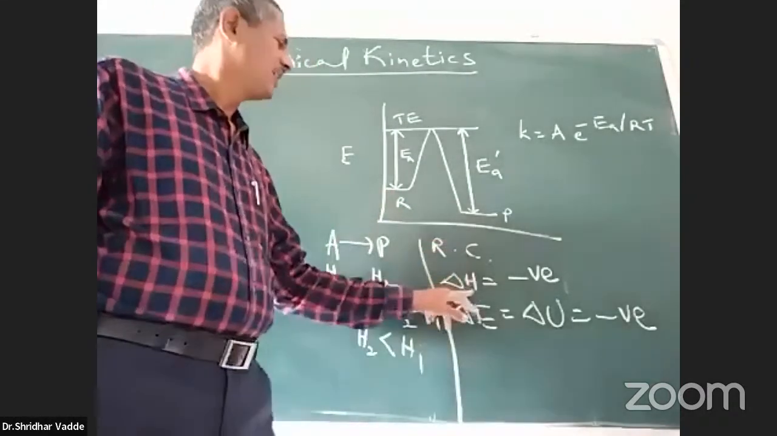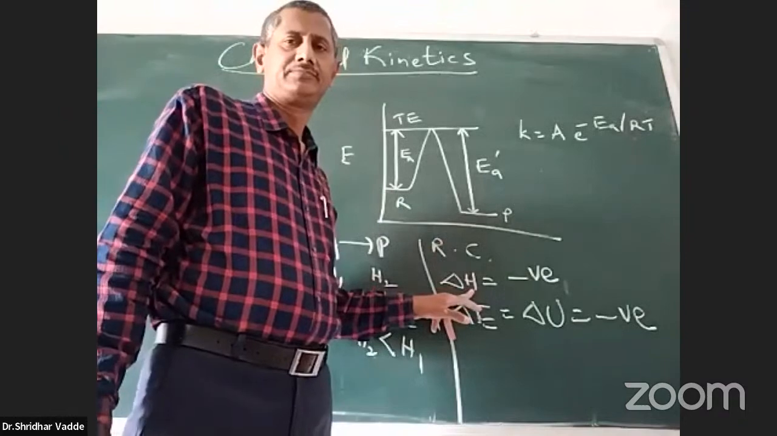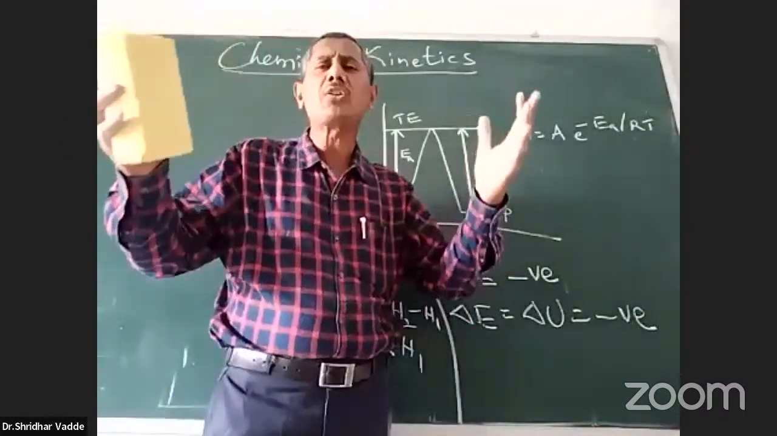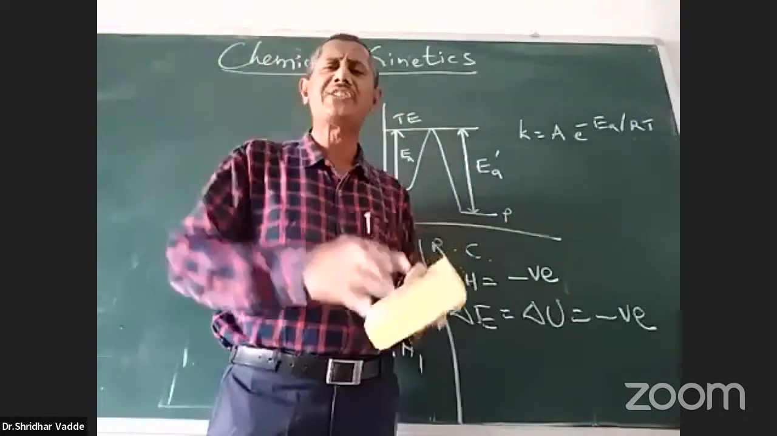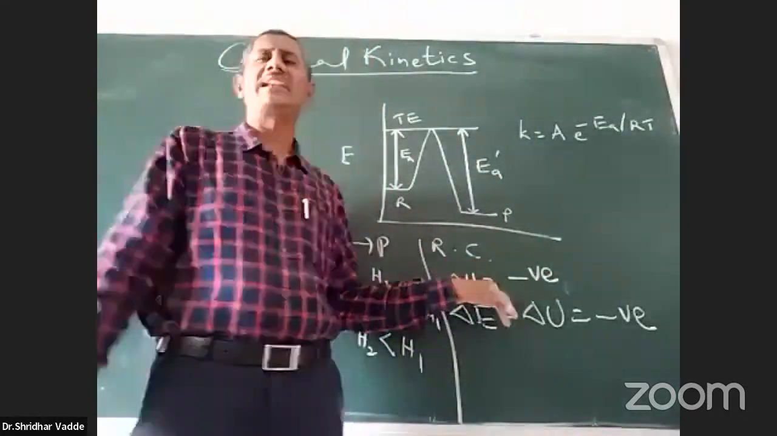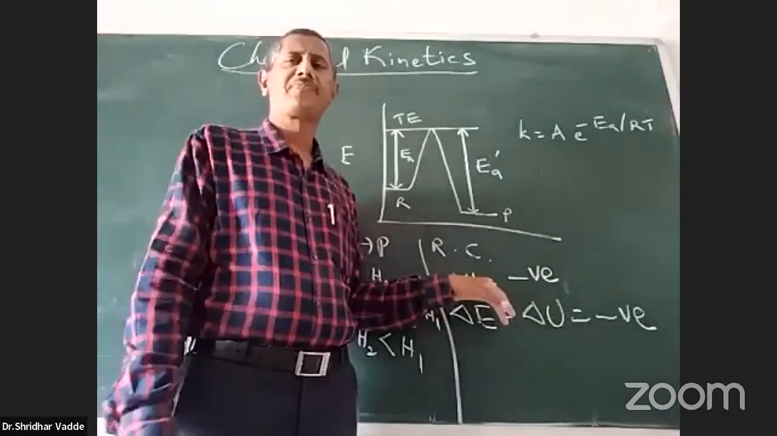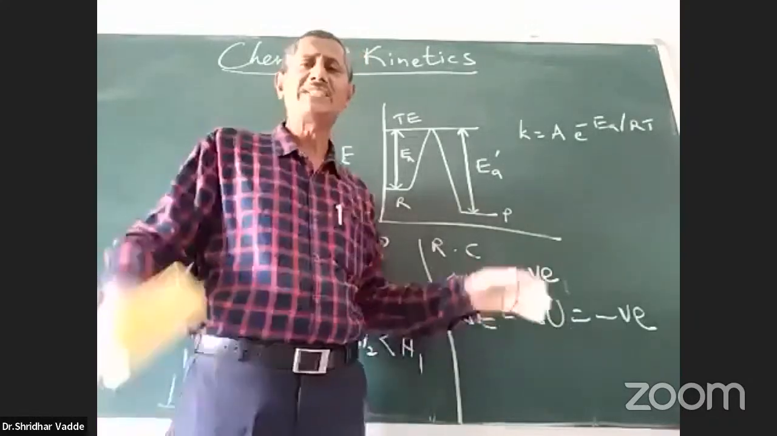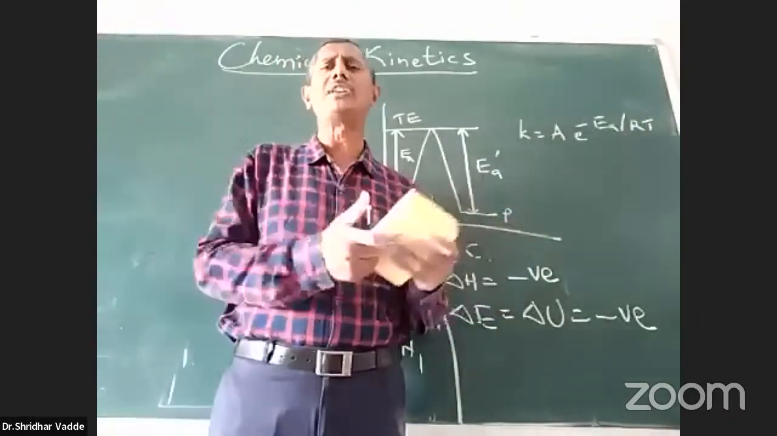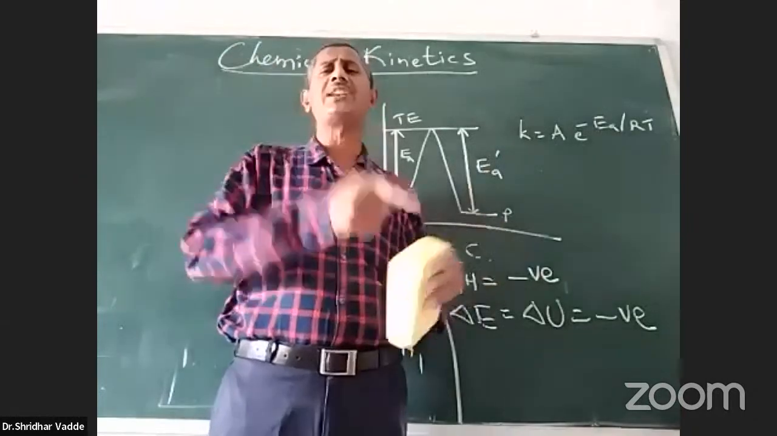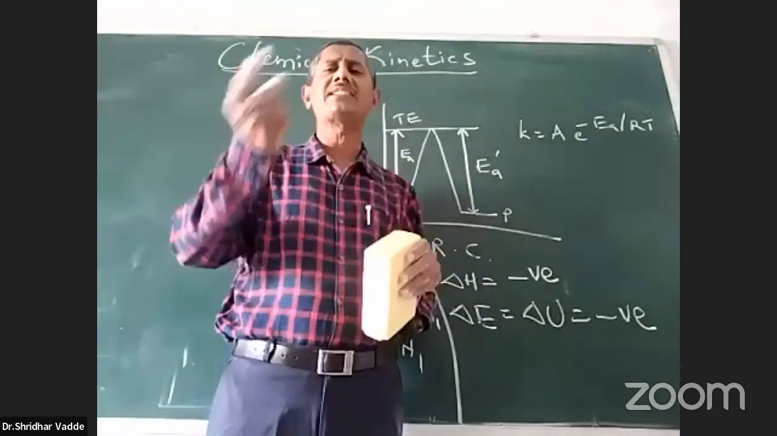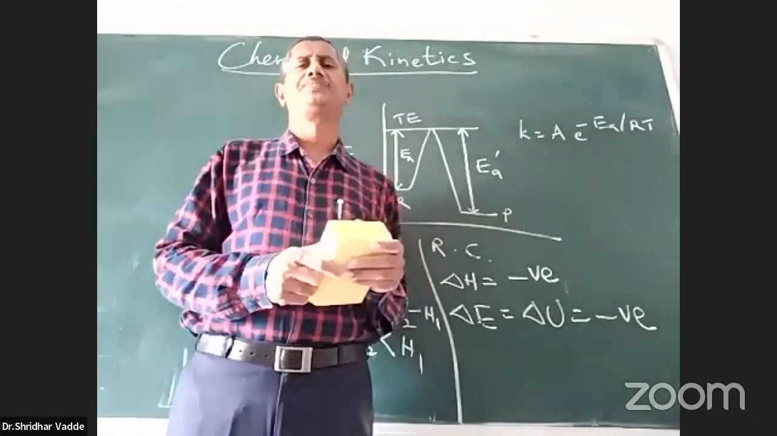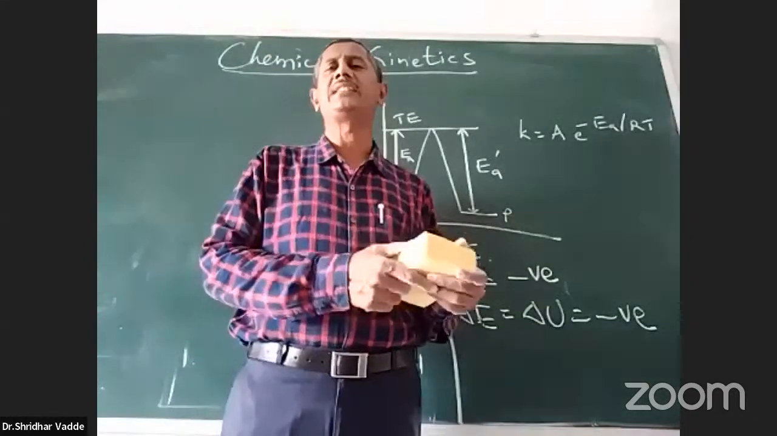What is H? Enthalpy. What is enthalpy? The total heat content of the system at constant pressure is called enthalpy. That you can read in detail in thermodynamics. What is E? Internal energy, the energy possessed by the molecules internally, which includes potential energy, kinetic energy, translational energy, vibrational energy, rotational energy, and so on. We can see that in detail in thermodynamics.